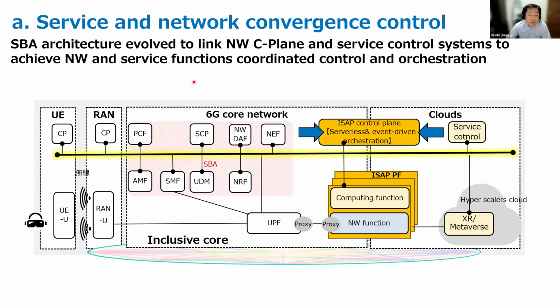The network and computing resource configurations are also provisioned based on those events. So service and network convergence control is enabled by the extension of the SBA introduced in 5G. We see that SBA is a good way to flexibly integrate the events between different domains. As you can see here, the user equipment control plane and LAN control plane can send the control messages directly to the ISAP control plane, not only to the core network plane. And also the cloud service control should be integrated in the ISAP as an intermediate controlling function. So the SBA architecture should be able to link the network control plane and service control systems. That's our view for the C-plane part.